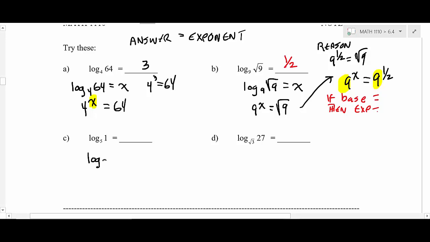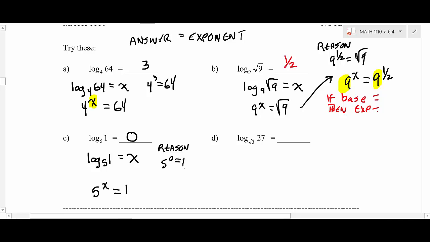Okay, next one we'll do the same way. We do log base 5 of 1 equals x. If you write that in exponential form, we have 5 to the x equals 1. Okay, so what power do you raise 5 to in order to get 1? What power? 0. Okay, you know that anytime you raise something to the 0 power, you get 1. Okay, so that's the answer. The reason why that's the answer is because 5 to the 0 is equal to 1.